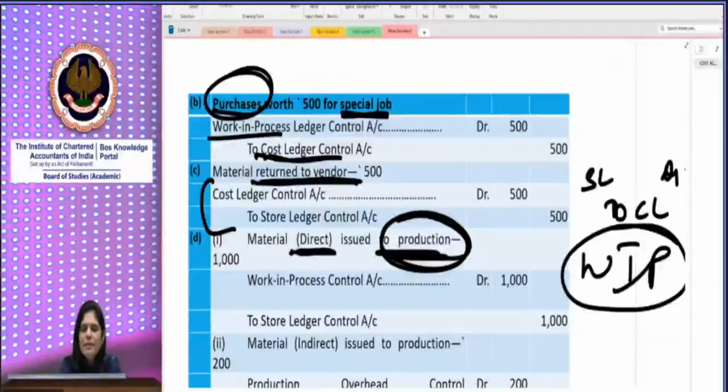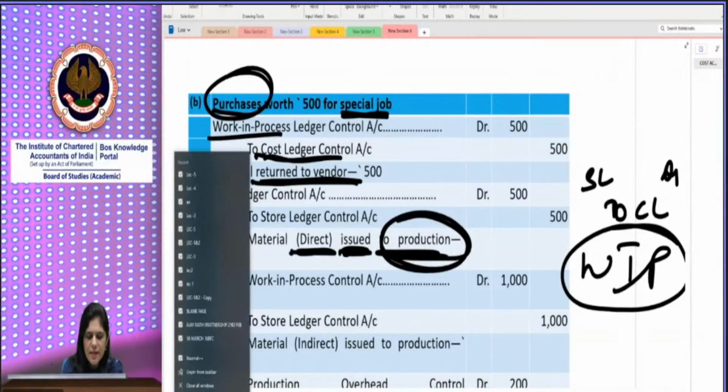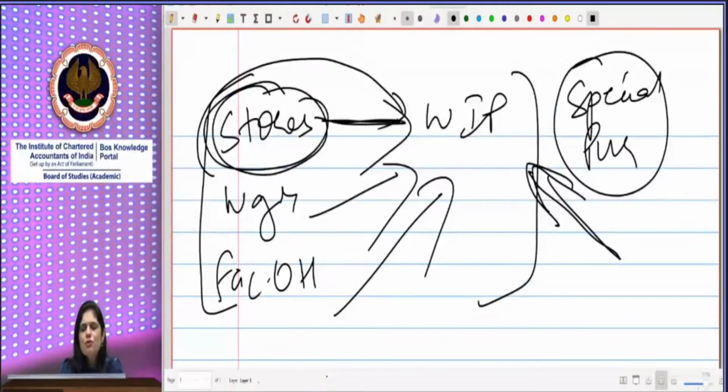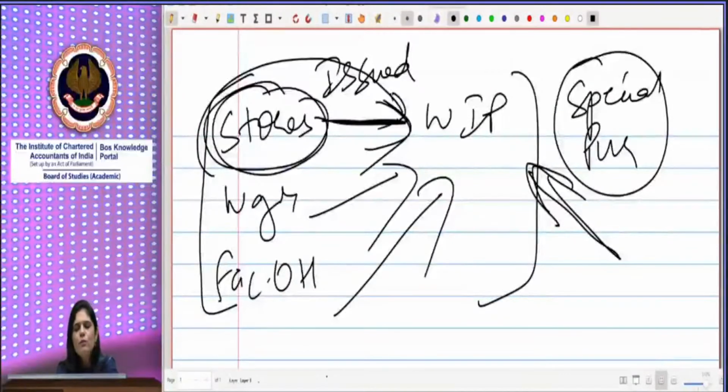So now the material is issued to production. It's now the internal process. Material is going to the production. See, this is the entry which we are talking about. Where it is going, it will be debited, and from where it is coming, it will be credited. So WIP will be debited and stores will be credited. Whatever control account you are sending it to will be debited. From where it is coming, it will be credited. All right. So this way you can understand.